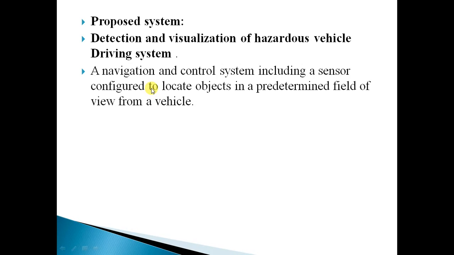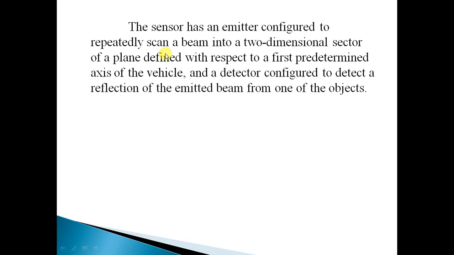So to overcome this limitation, in our proposed system we implemented detection and visualization of hazardous vehicle driving. Here a navigation and control system will be included, and a sensor configured to help us locate objects in a predetermined field of view from the vehicle. The sensor is configured to scan a beam, which will produce a two-dimensional sector plane, and this is at a first predetermined axis of the vehicle, and there will be a detector which helps us detect the reflection of the emitted beam from one of the objects.